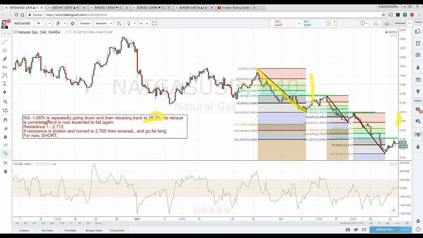Its retrace is complete and is now expected to fall again. Okay. So it's retraced here in the current market to the 28.3, and we're expecting it to then bounce off of there and come back down. If resistance is broken and then move to the $2.76 rate and go long. For now, it's a go short, and we're expecting it to go short off of that Fibonacci level.